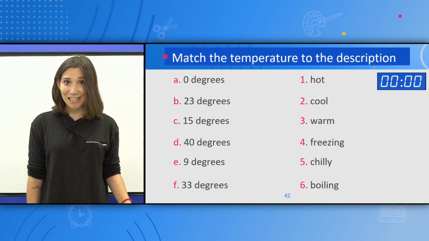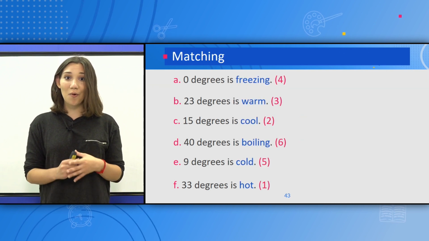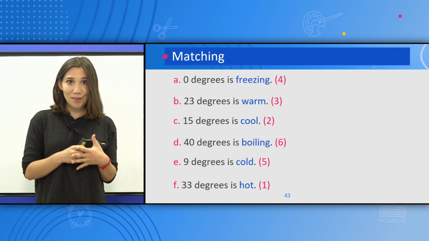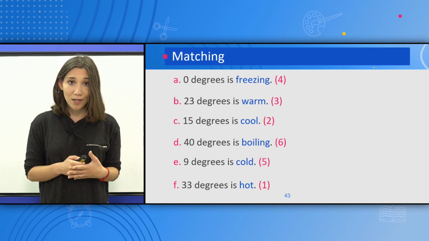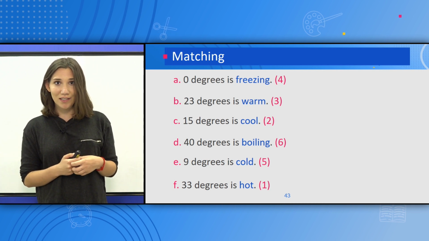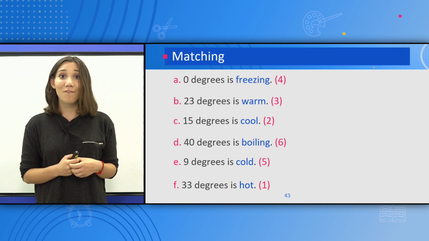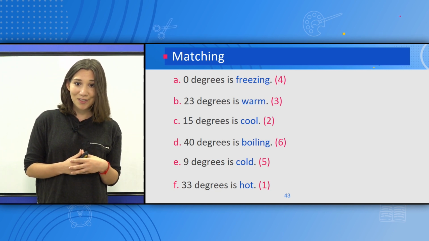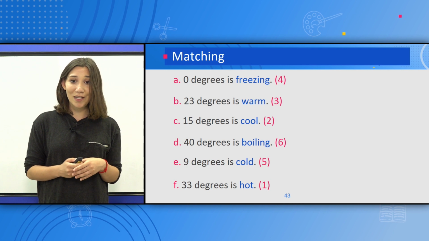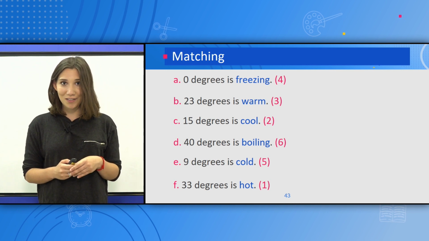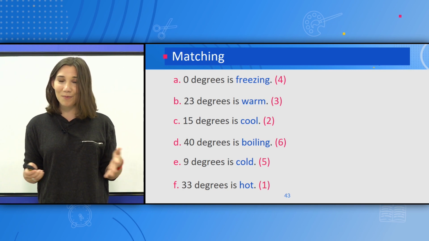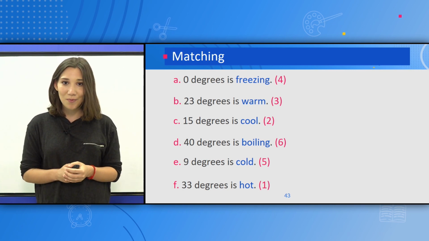Okay, let's see how you did. So 0 degrees is freezing, 23 degrees is warm, 15 degrees is cool, 40 degrees is boiling, 9 degrees is cold, and 33 degrees is hot. So go ahead, check your answers, see how you did. I'm sure it was awesome, and we can keep going.